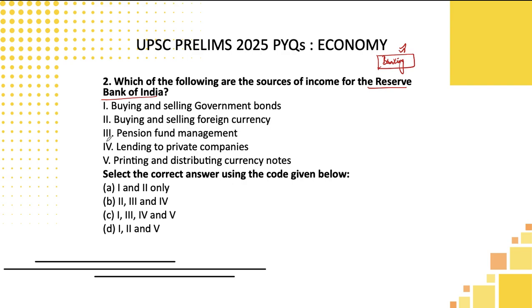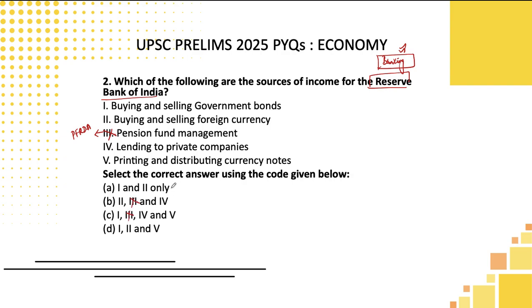Okay, let's look at the 5 options which have been given, the statements. Buying and selling government bonds, buying and selling foreign currency, pension fund management. Basically, students, in India you have the Pension Fund Regulatory and Development Authority of India. Not only that, with respect to insurance, you have the Insurance Regulatory and Development Authority of India. So those things won't come under the domain of RBI. So you can eliminate option 3 directly. Look at the options here. Eliminate the third statement directly.